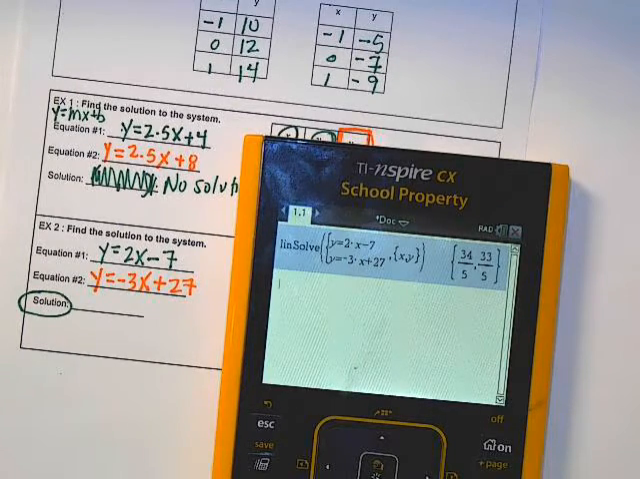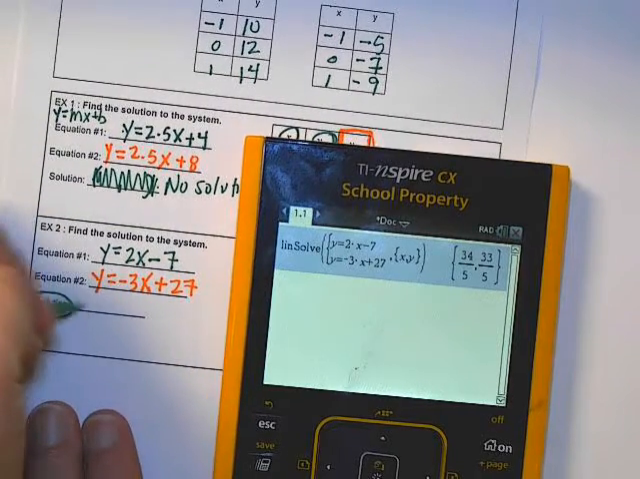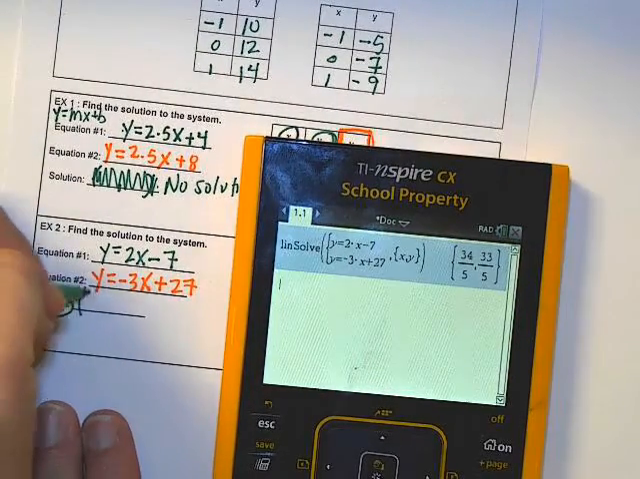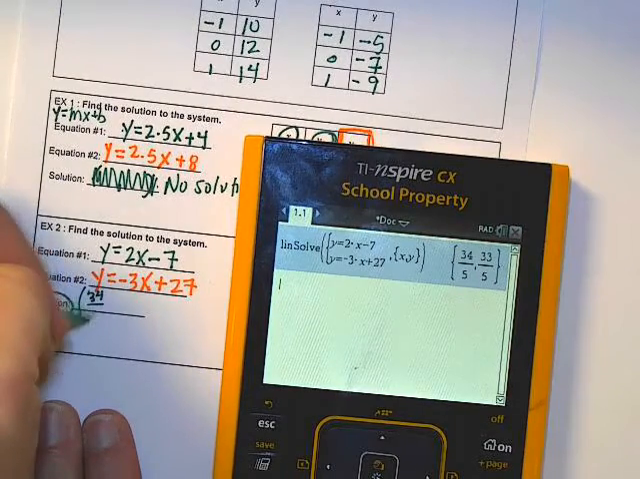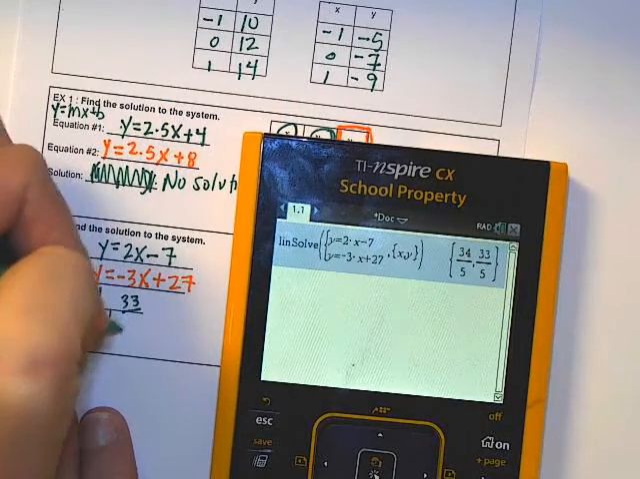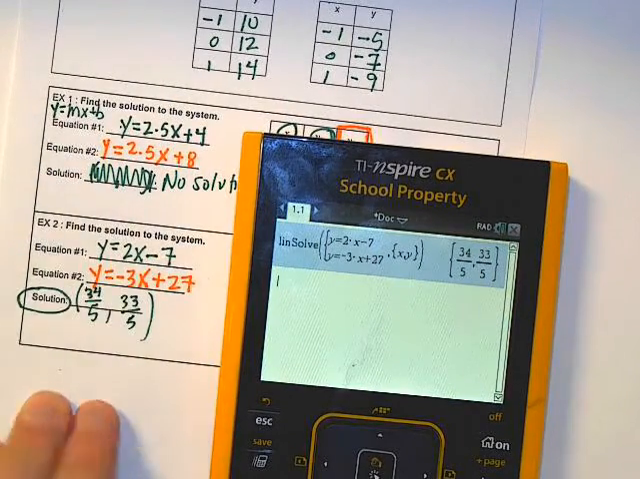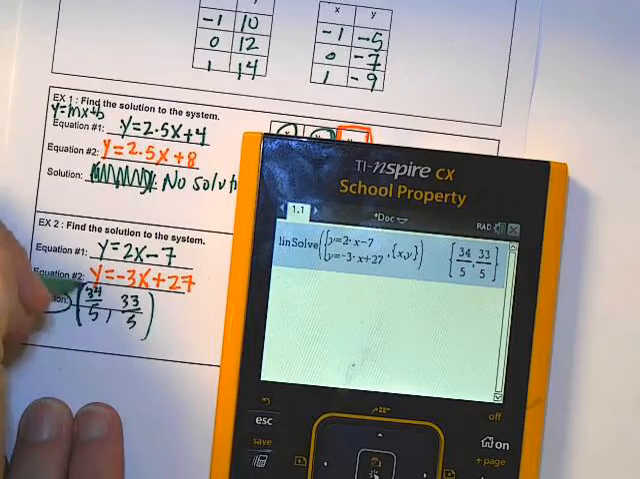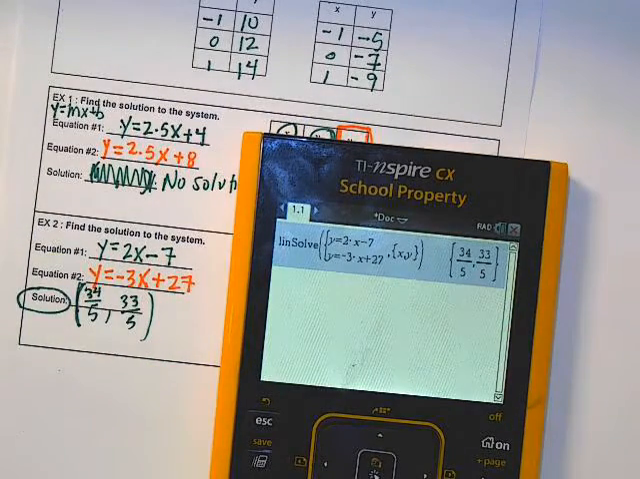34 over 5, 32. Good. And what is this? What does it represent? Points. What point? X and Y. You're right, it's X and Y, but what is it representing? Where they intersect. Where they cross, where they intersect.